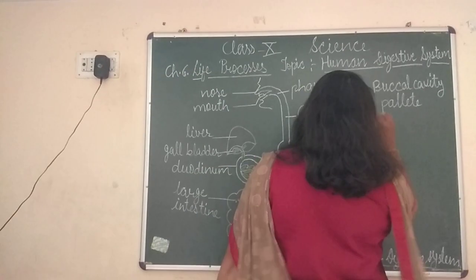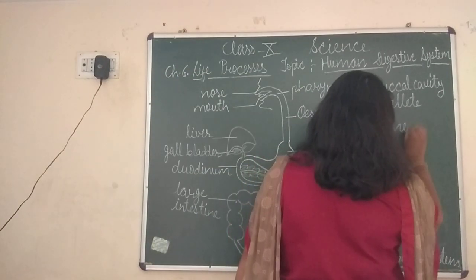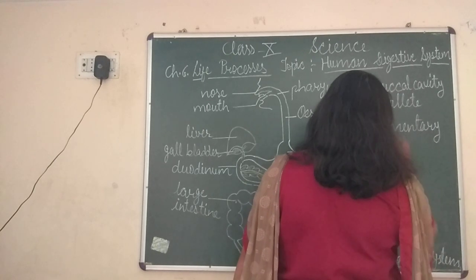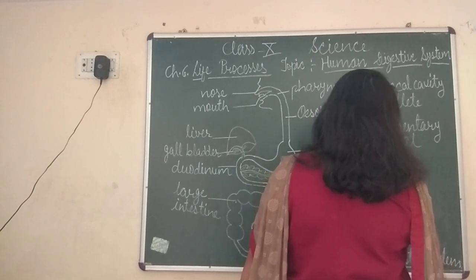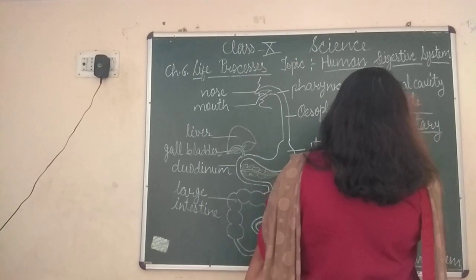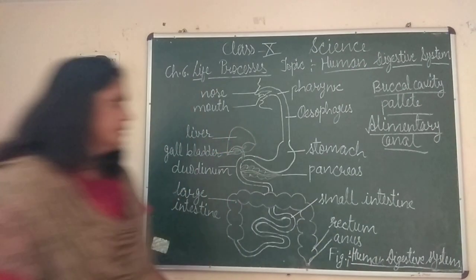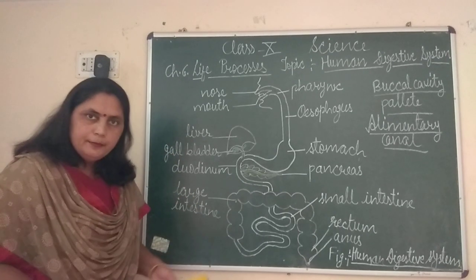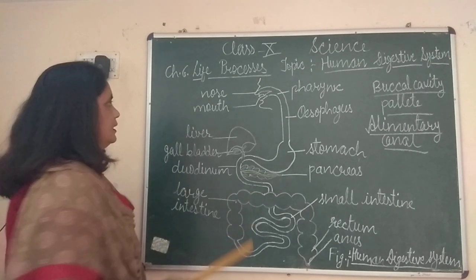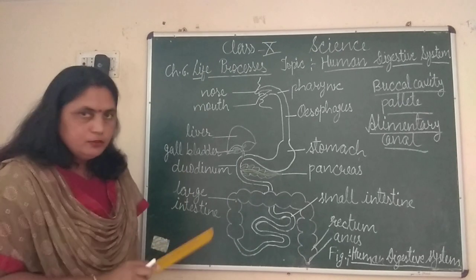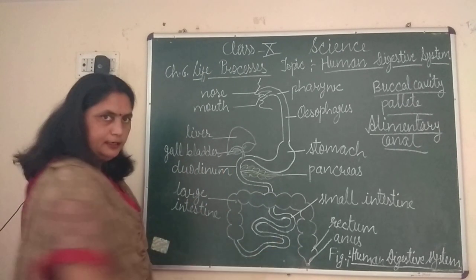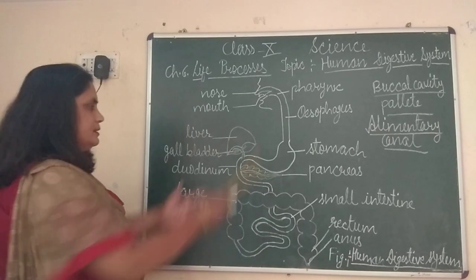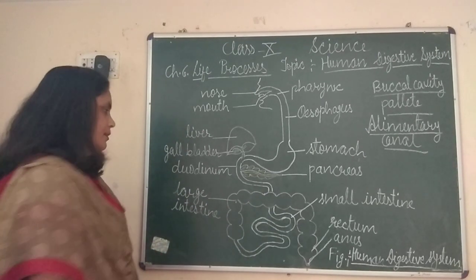So this is called alimentary canal. So children, what is alimentary canal? A long tube, a long pipe or a long canal that begins with mouth and ends on anus is called alimentary canal. And this is the basic digestive system.